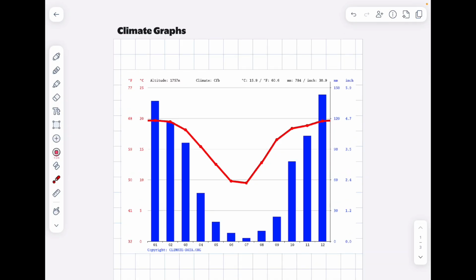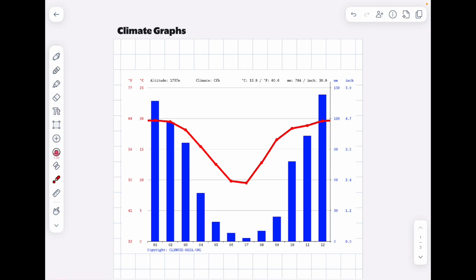So first off, if we look at this graph, we can see that there's actually two sets of data going on. We're being told two things. On the left side, we're being told about temperature, so whether it's in degrees Fahrenheit or degrees Celsius. We've got the temperature from 0 going all the way up to 25 degrees Celsius or 77 degrees Fahrenheit. Obviously, other graphs might go higher than those temperatures, depending on where we are.